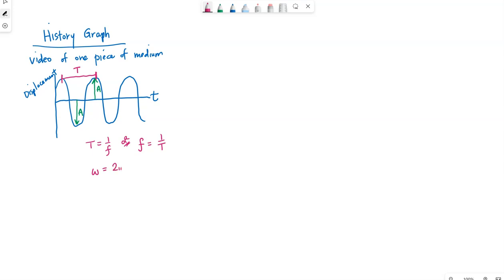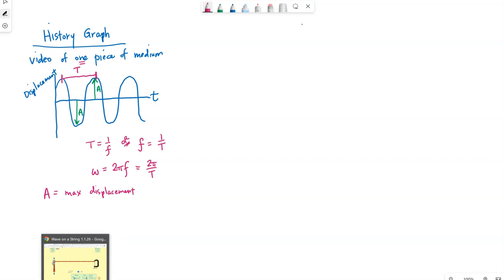We still have an angular frequency where we can talk about radians per second. And we can still relate that to period. So A is still the maximum displacement from equilibrium. But this history graph, we're looking at simply one piece of the medium. We're zooming in on one dot, one of those little dots in the simulation.